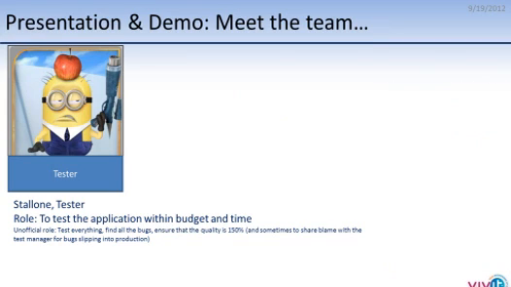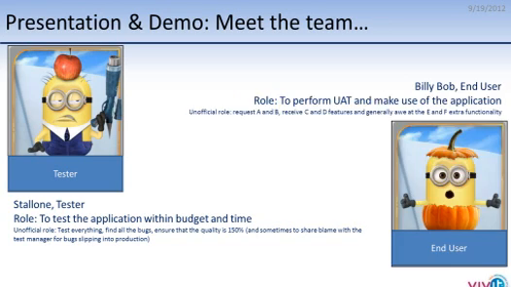Then we will be talking about the tester. His name is Stallone, and the mouth says it all. If you have seen Expendables, you will know what I mean. He's going to test the application within budget and time under the careful eye of the test manager, and most of the times he will be the target of everyone else for things going wrong and being blamed for everything. Sometimes he shares the blame with the test manager. Hint for the apple on his head. Okay, so Stallone will be doing some stuff for us today as well in our demonstration.